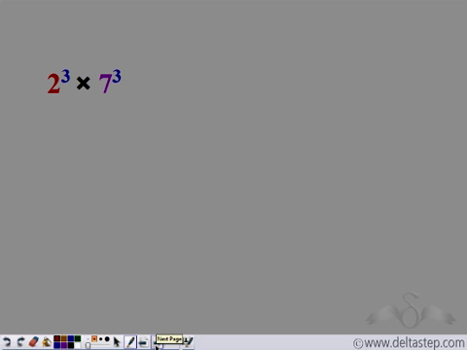So we have 2 cube into 7 cube, that is 2 to the power 3 into 7 to the power 3, multiplied. So these are two exponentials which are multiplied. They have different bases, 2 and 7, but the powers or the exponents are the same, that is 3. Now 2 cube is 2 multiplied 3 times, so we can write it as 2 into 2 into 2. And 7 cube is 7 multiplied 3 times, so it can be written as 7 into 7 into 7. So this is what we have.